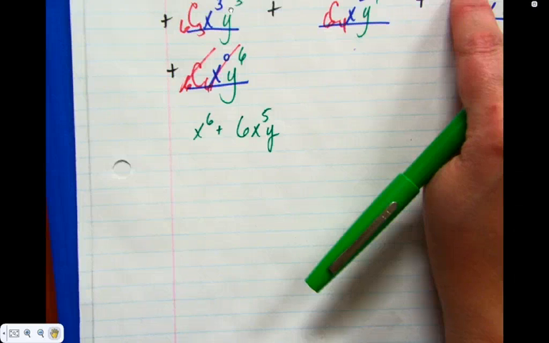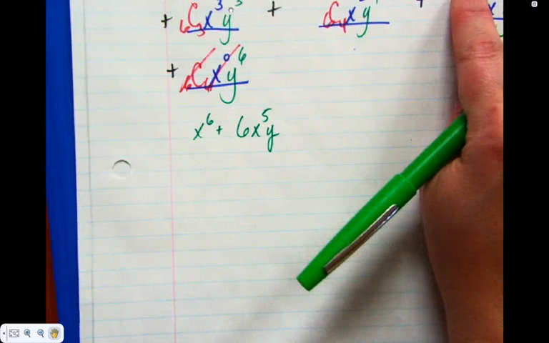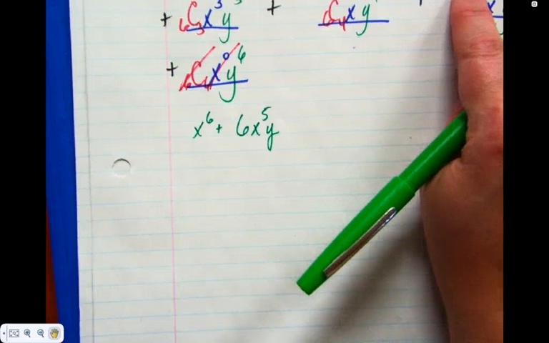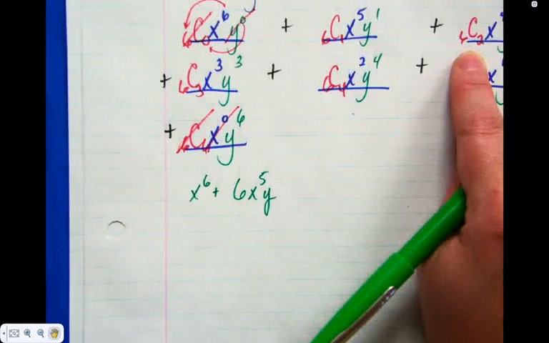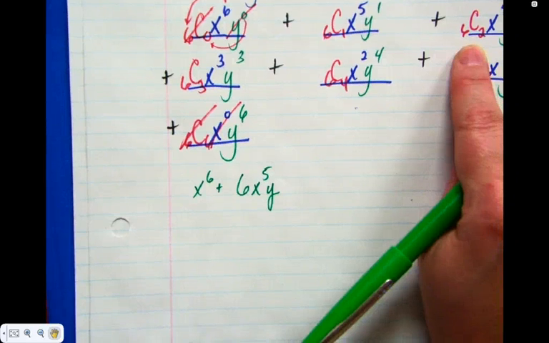The 6C2, you can use your calculator, or you can memorize Pascal's triangle and just get the last row of it. Completely up to you. I would probably grab my calc at this point, throw in a 6C2. I get a 15.